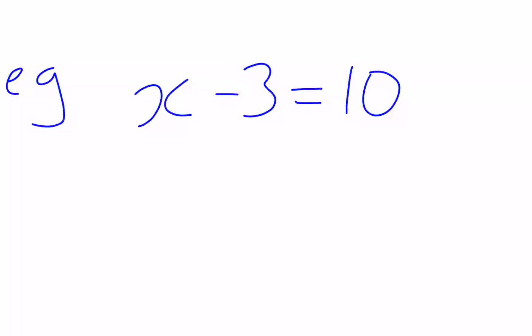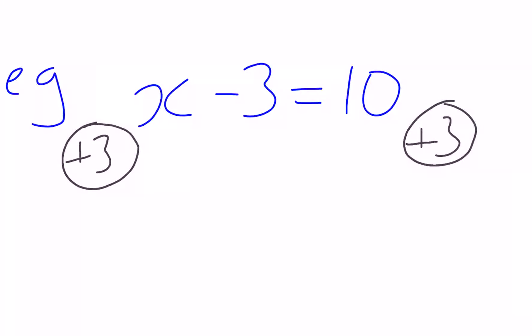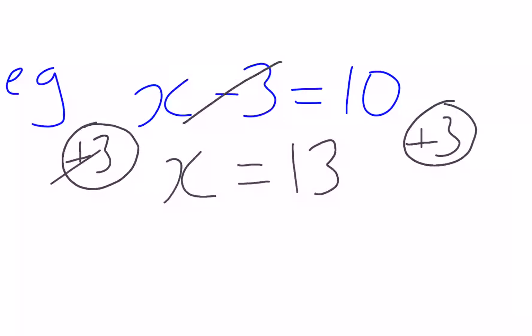An example here. X minus 3 equals 10. We want x on its own. We want to get rid of the minus 3. So I do plus 3 to both sides. Again, I can show it in little circles if I'm not feeling very mathsy. It cancels out on that side. X minus 3 plus 3 is just x. And on this side, I've got 10 plus 3, which is 13. Double check. 13 minus 3 is 10. Yes, that's correct.